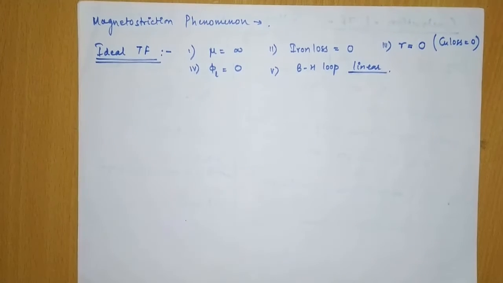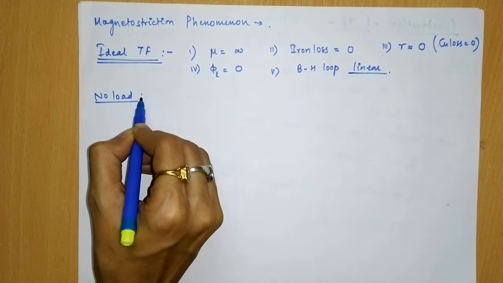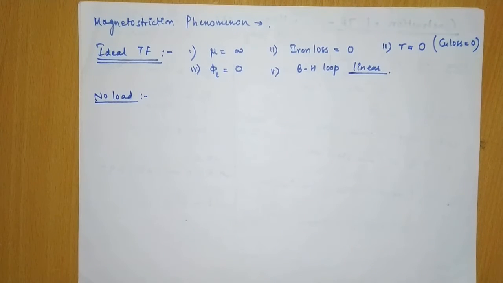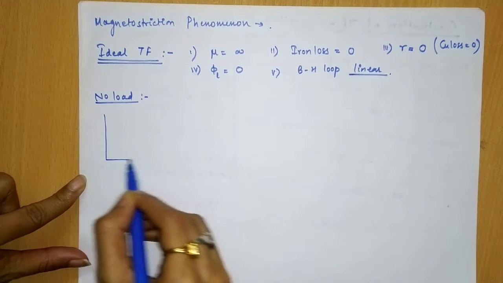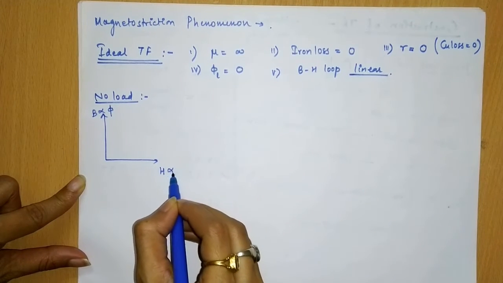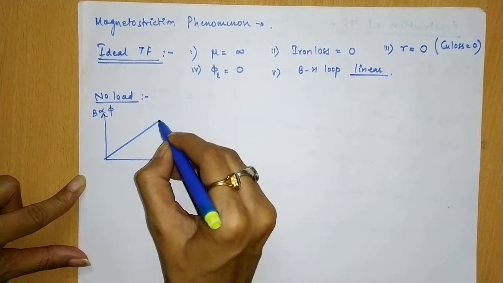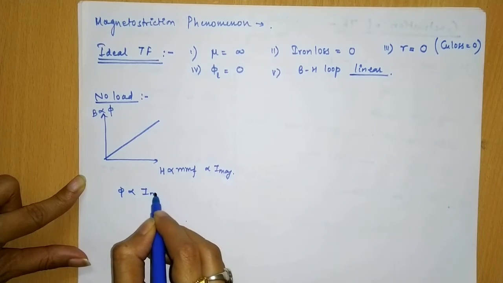Now we see the transformer consists of two windings: the primary winding that is connected to the source circuit and the secondary winding that is connected to the load circuit. Under no load condition, by assuming linear hysteresis nature, the magnetizing current and the field flux are proportional to each other. This is B proportional to flux. This is H proportional to mmf, or we can write, phi is proportional to I magnetizing.